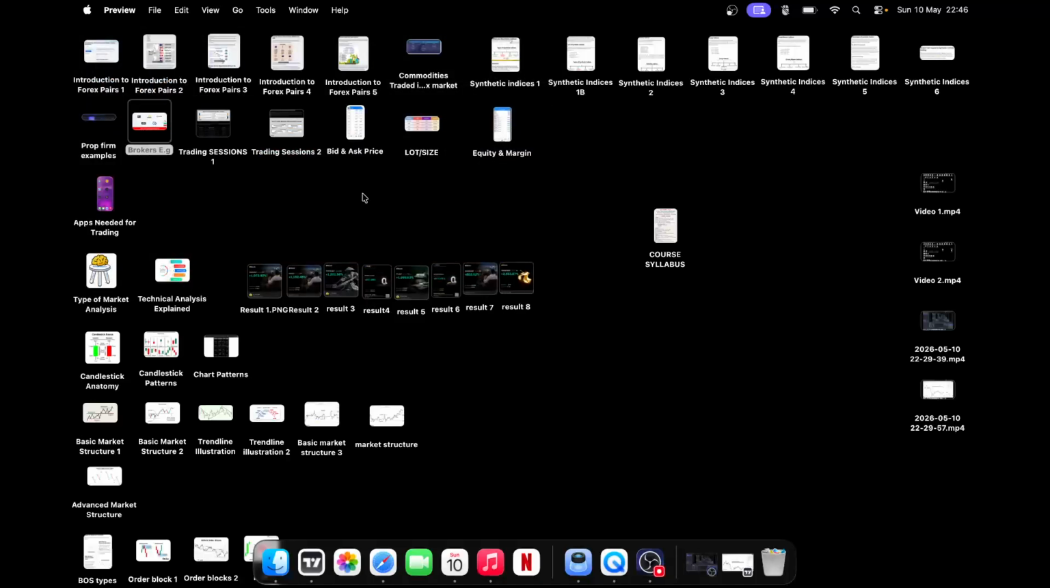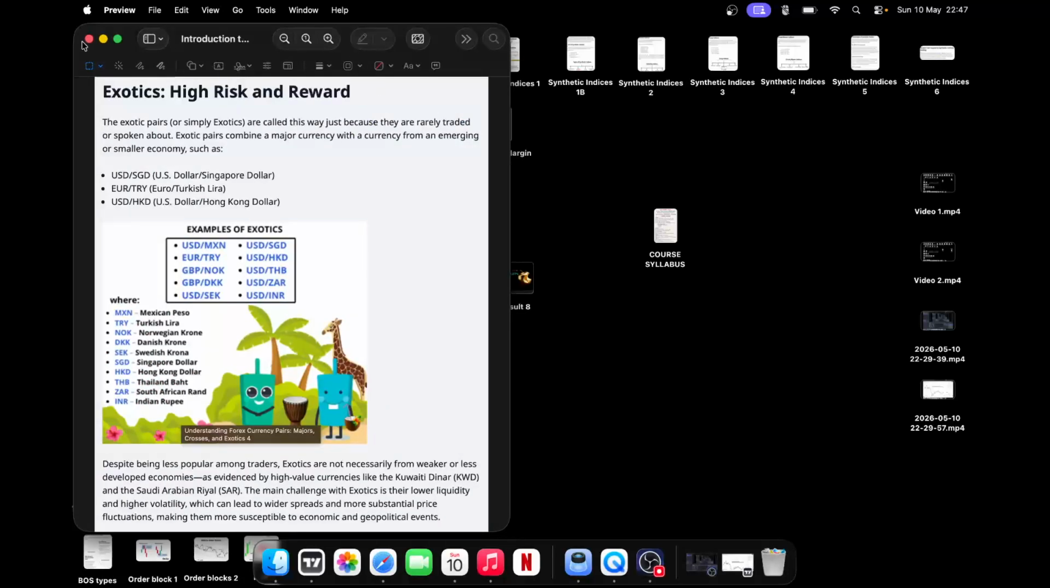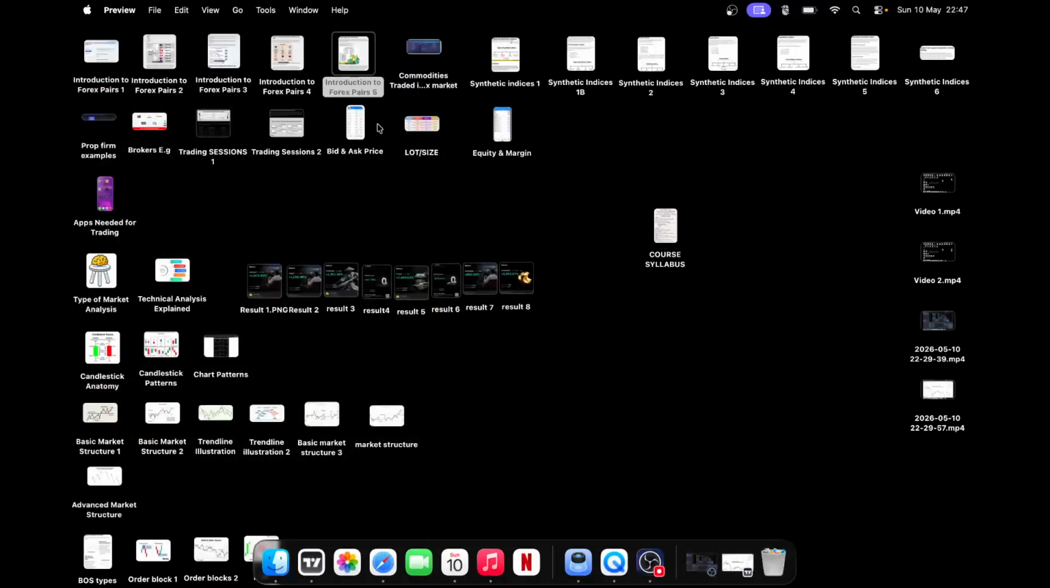So now, how can you make money from forex? You can make money from forex through trading different aspects of forex. You understand? There are different aspects of forex that you can actually venture into and make money.